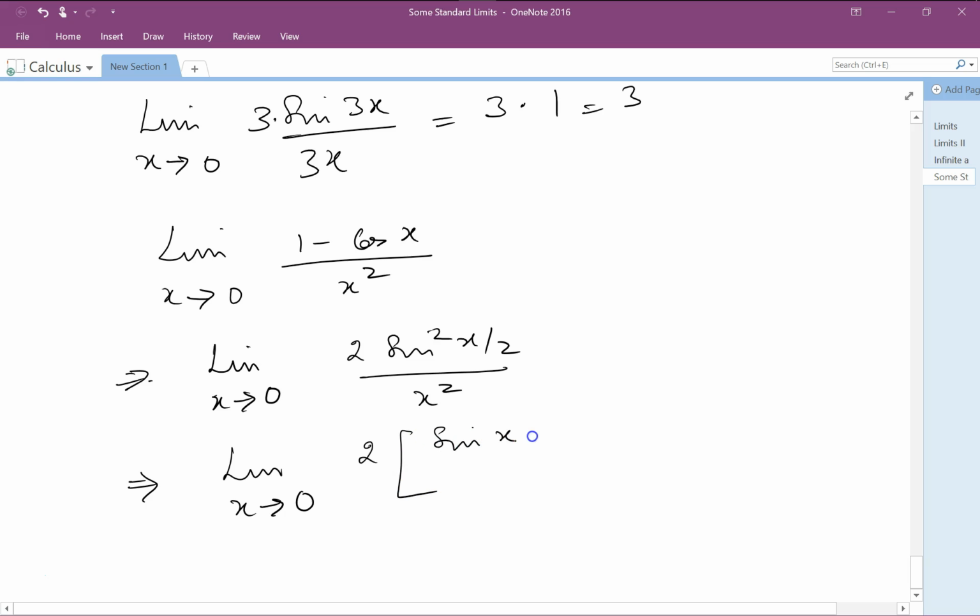sin x by 2. Denominator also I want x by 2. Remember that sin x by 2 is already a square. So which means x by 2 also needs to be a square. So which means I need to multiply this with x by 2 square so that these two get cancelled.